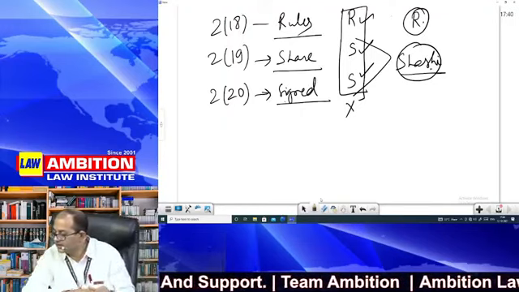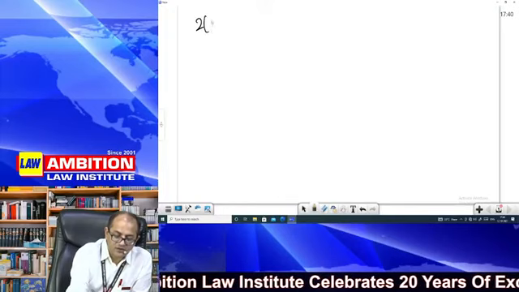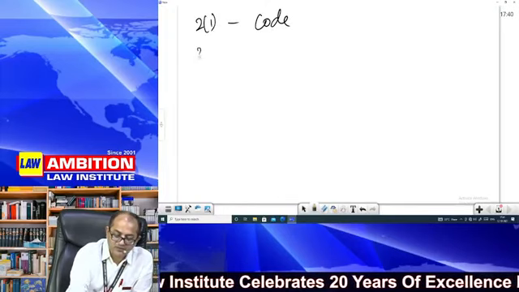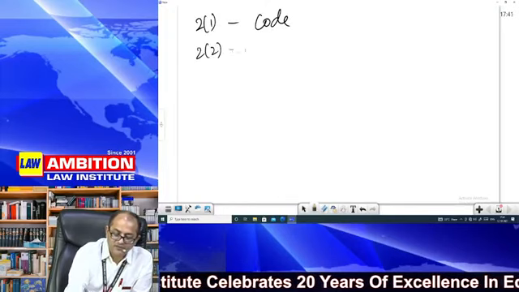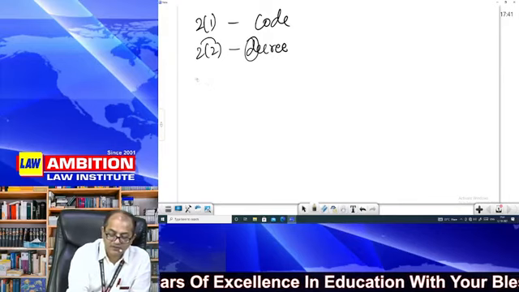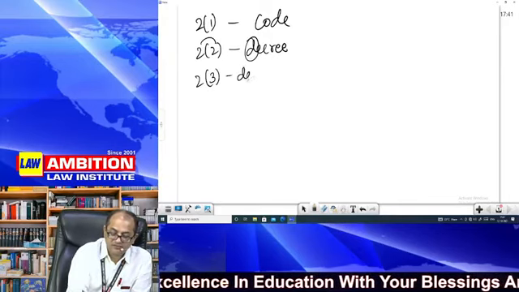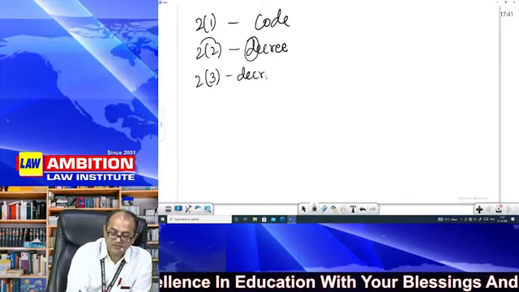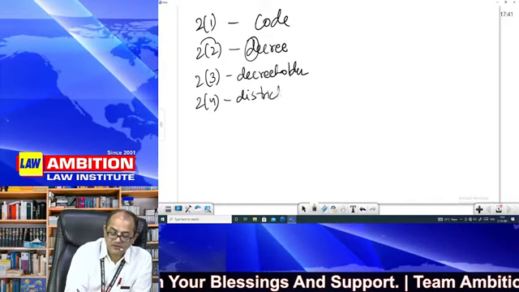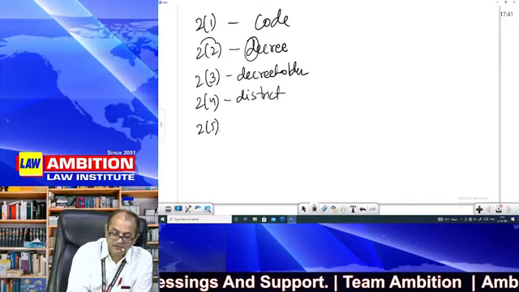So I hope you keep in mind this very simple general method. I am repeating it. 2-1 is court because it begins with court. 2-2 is decree; 2 plus 2 equal to 4, fourth alphabet, that is D. 2-3 is decree holder. When there will be decree, then only decree holder. And 2-4 is district. 2-5 is foreign. So there will be foreign court, then there will be foreign judgment.